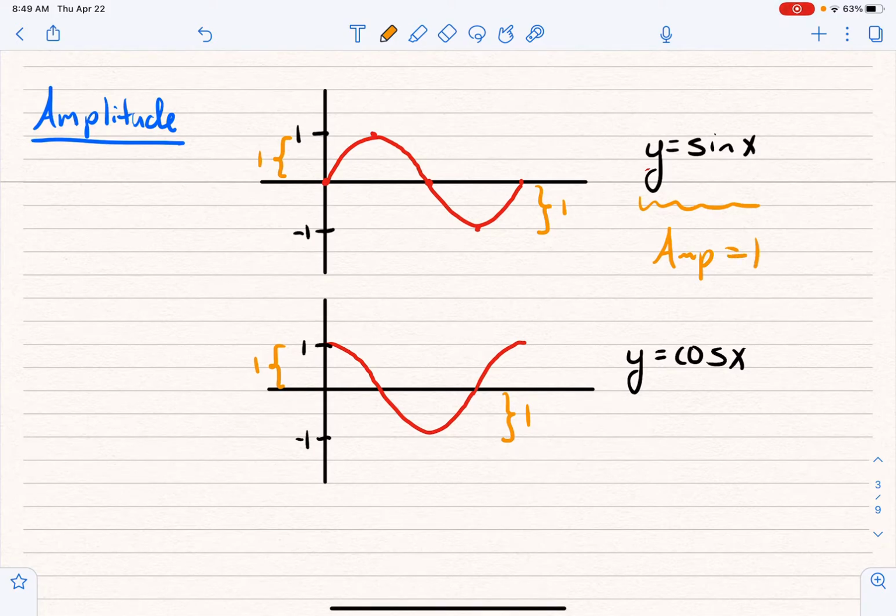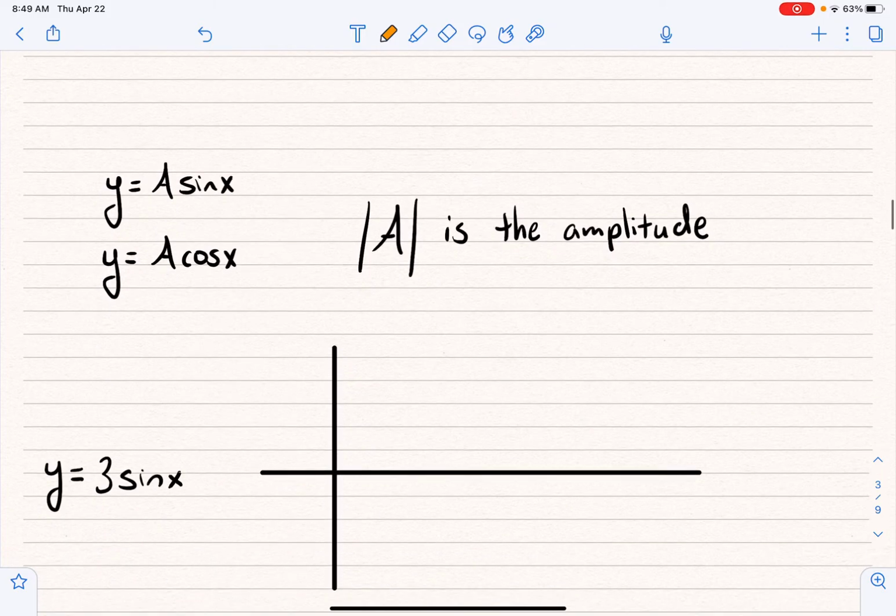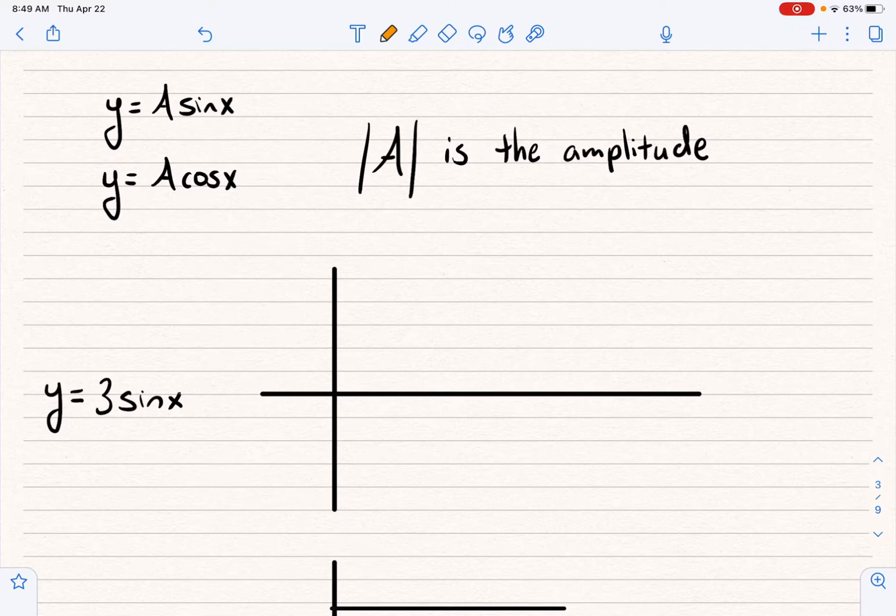What we can do is if we slip a number into that function, it will change the amplitude. And here's where we have to put it. If you put any constant in front of those functions, that will change the amplitude. You can see I have here y equals a sine x and y equals a cosine x. The absolute value of a is the amplitude, not a itself, because a could be negative. You could put a negative number in front of the function, but the amplitude is a length, and so that is always going to be positive. So even if that number is negative, the absolute value of a is the amplitude.